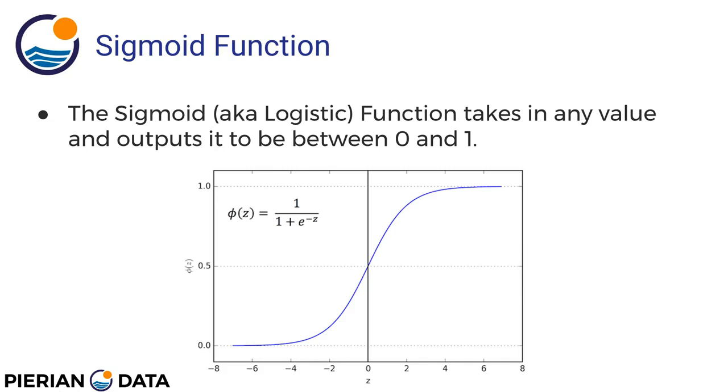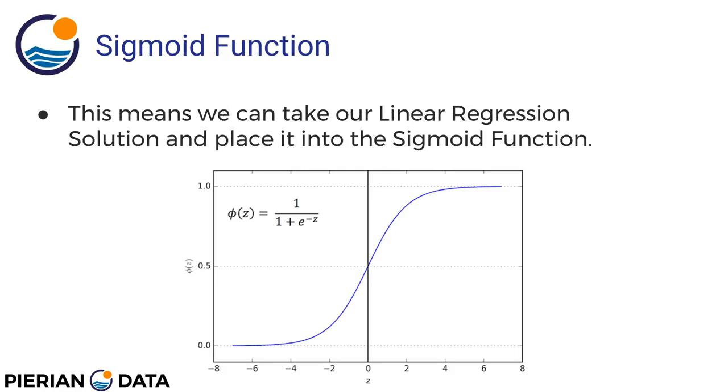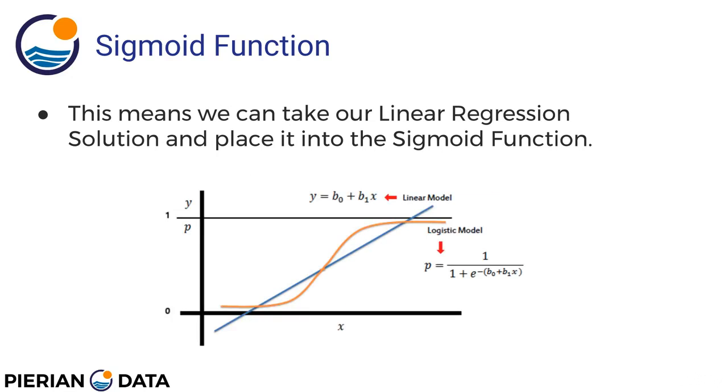The sigmoid, also known as the logistic function, takes in any value and then outputs it to be between 0 and 1. And you can actually see the formula there on top of this graph. And when you plot it out, this is what it looks like. This basically means that no matter what value of z you put into this function, the output will always be between the numbers 0 and 1. And this means we can take our linear regression solution and place it into the sigmoid function, or the logistic function. So what does this actually look like?